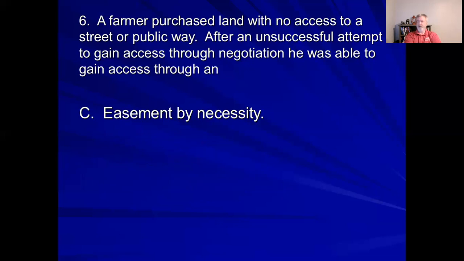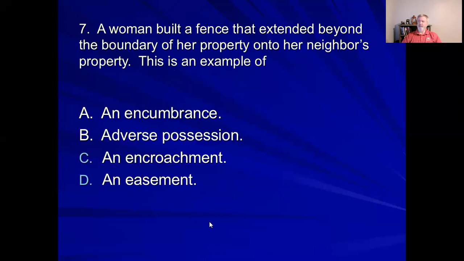Very good, very good. All right, y'all, hopefully this is helping you out a little bit, but let's do a few more. Number 7, a woman built a fence that extended beyond the boundary of her property onto her neighbor's property. This would be an example of, is that an encumbrance, adverse possession, encroachment, or an easement?